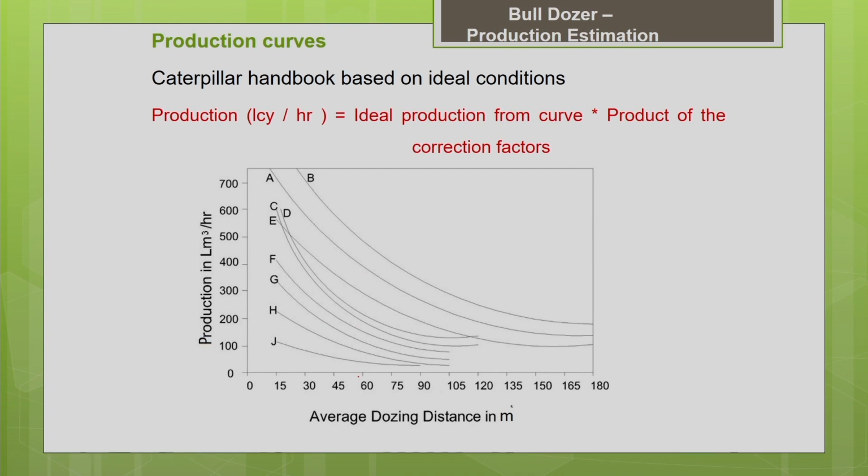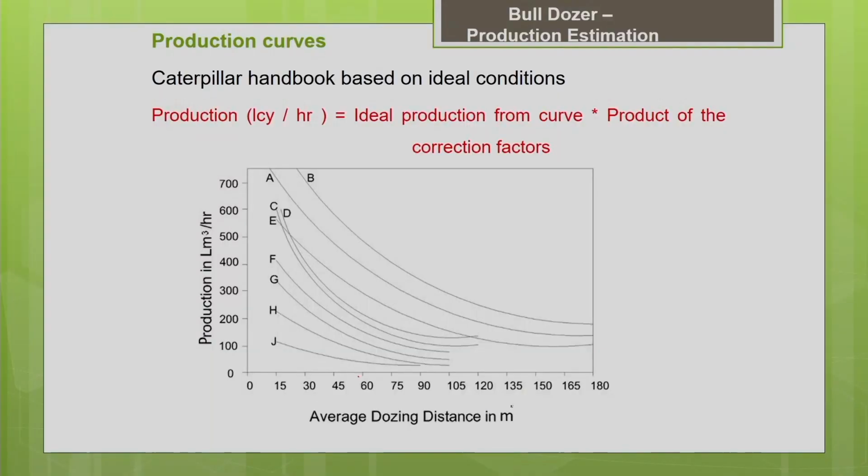These curves are just some sample curves. The actual curves you are supposed to get from the equipment handbook. I am just showing some trend of the variation of the productivity with the dozing distance. It just shows some approximate representation. The actual values you can get from the equipment handbook. Corresponding to 60 meter dozing distance, you have to take the productivity for the actual model, and you will get it in loose meter cube per hour.